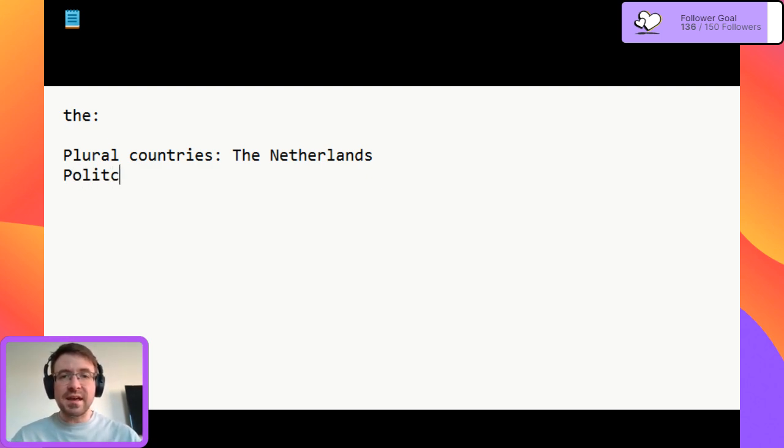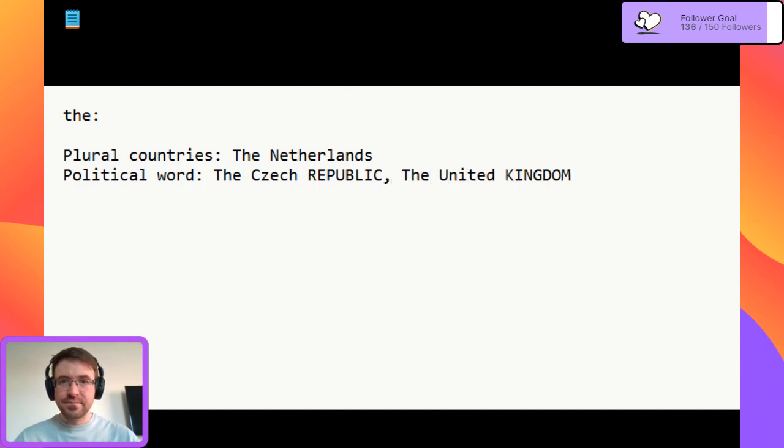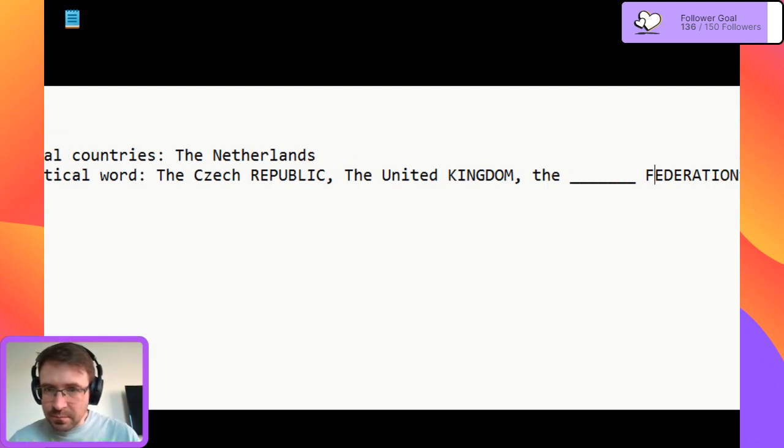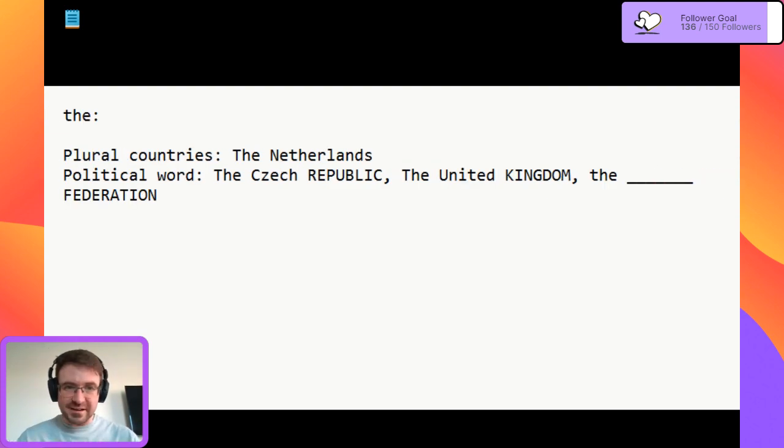And we also use the if there is a political word in the name of the country. So for example, we say the Czech Republic. We say the United Kingdom. We say the, I'm not going to say the name of the country, federation. In all of these, we have a political word: republic, kingdom, federation. And so we use the article the with these as well.